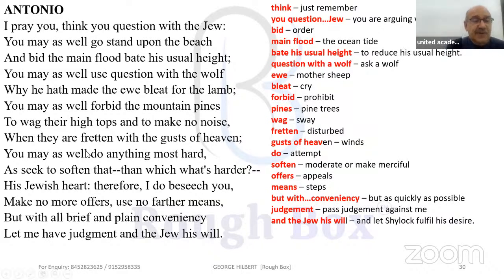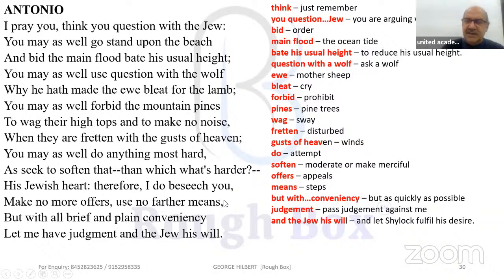And he says, you may as well do anything more. You can do the hardest thing in the world and succeed. But you can't do what is harder. And what is that? Soften his hard heart. You cannot soften or persuade Shylock to drop the case. He doesn't have a heart to do that.